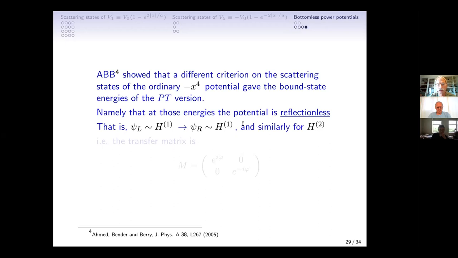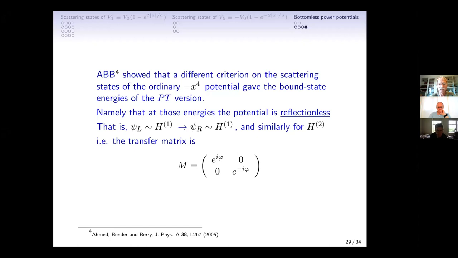That is to say, if you start on the left with an H1, you finish up with an H1 on the right-hand side, and similarly for H2. That is to say, the transfer matrix in that case has to be of the form e to the i phi or e to the minus i phi. Mustn't mix up H1 and H2s. So that's an interesting connection: the ordinary minus x to the fourth potential has this particular way of finding the eigenstates of the PT symmetric minus x to the fourth.